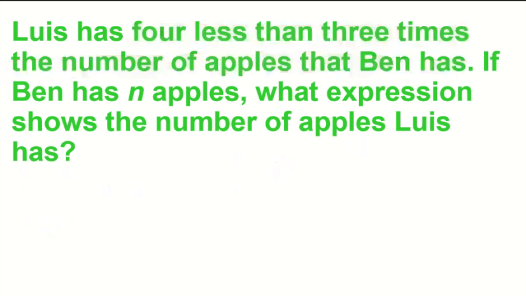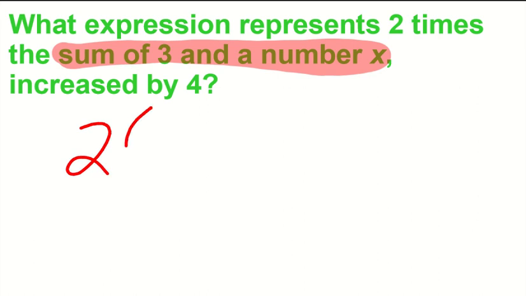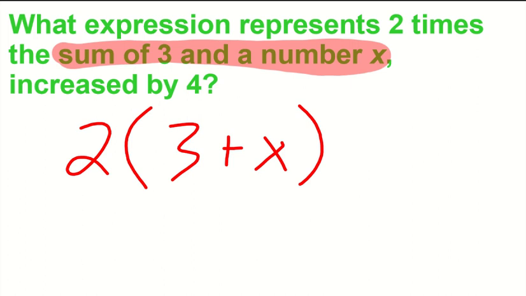All right, so let's look at one more then. This is the other way that I can show you to use parentheses. 2 times the sum of a number in x. So when you see something like that, it doesn't have to be sum, it could be difference or quotient or product, right? That means we're going to put that in parentheses because it says 2 times that, so the sum of 3 and x, and then it says increased by 4. So increased by 4 means we got a plus 4 to it.